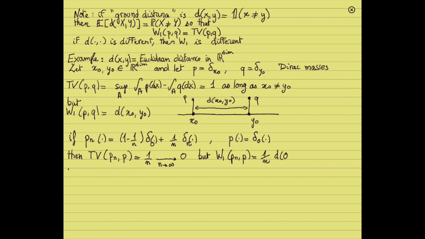But on the other hand, W1 between Pn and P is equal to 1 over n times the cost between 0 and n. And so if you use the Euclidean cost, that's in fact equal to 1 for all n. So the convergence here occurs in total variation, but not in Wasserstein 1. Because the mass that escapes to infinity, even though it vanishes, makes the Wasserstein distance equal to 1 for all n. So you can have convergence in TV and not in Wasserstein, and vice versa.